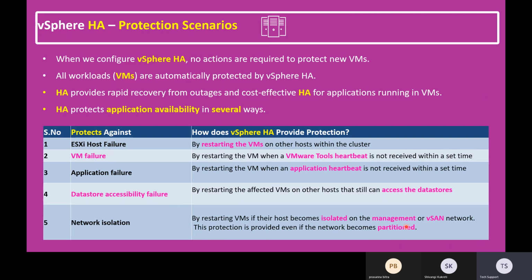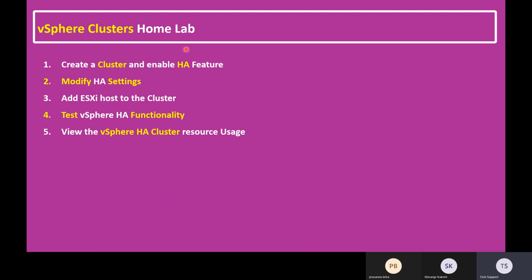Now we'll talk about the main home lab concepts for high availability. In our vSphere cluster, the high availability labs are mainly for this: we can create one cluster now and enable the HA feature. Later we can modify the settings we have in high availability, and we can add the host to the cluster. We already added the host to the cluster, but we'll test the HA feature enablement and settings and test the vSphere HA functionality. We can try to power off or shut down one ESXi host and verify how the virtual machine migrates to another ESXi host, and view the vSphere HA cluster resource usage. Okay, so we'll perform all these labs one by one.